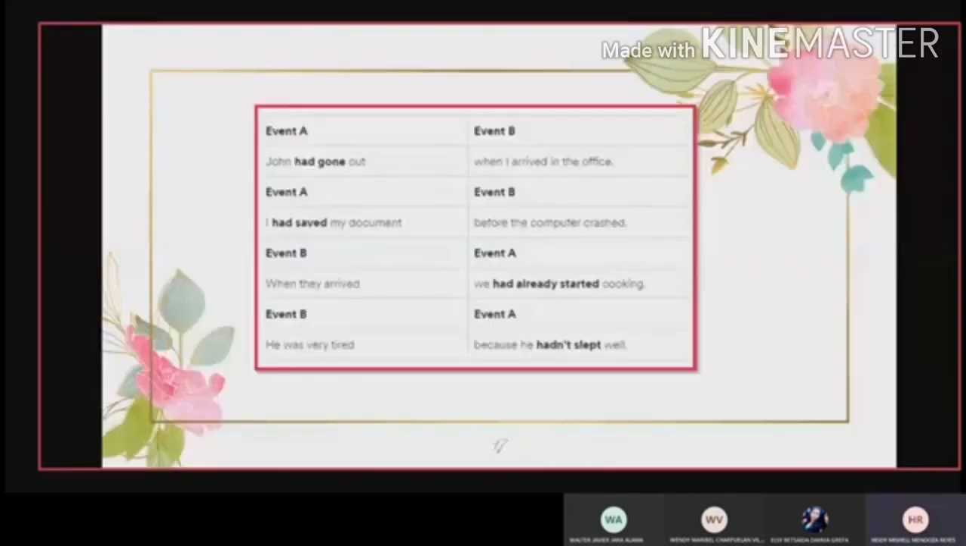Okay, in this example, event A is the one that occurred first, and event B occurred next, it is the most recent event. For example, John had gone out. I had signed my document. When they arrived, he had been cooking. When I arrived in the office, before the computer crashed, he had already started cooking because he hadn't slept well.